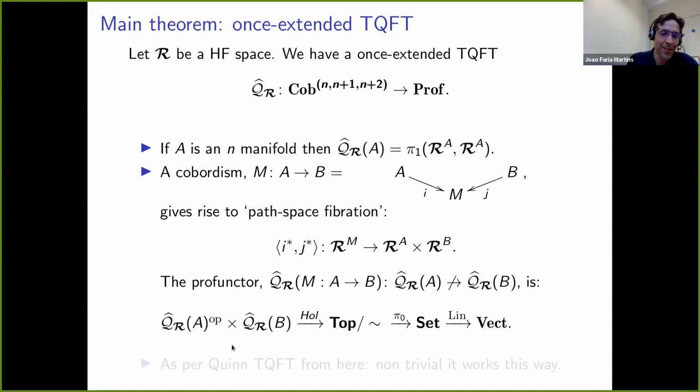So you first look at the fundamental groupoids of these function spaces, apply the holonomy functor, apply pi0 to go from spaces and homotopy classes of maps to sets and maps between sets, and then linearize to apply to vector spaces. By the way, this pi0 is a place where a lot of information is being lost. And I'm sure it's actually possible to get finer results, maybe not today.